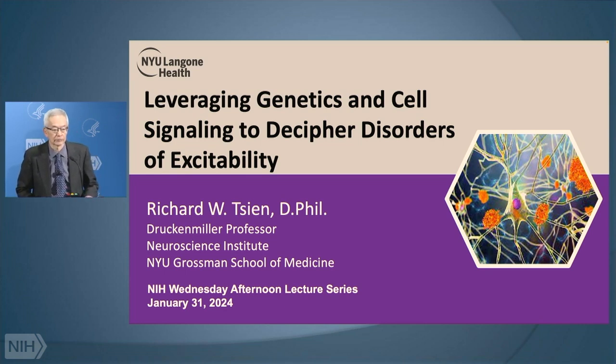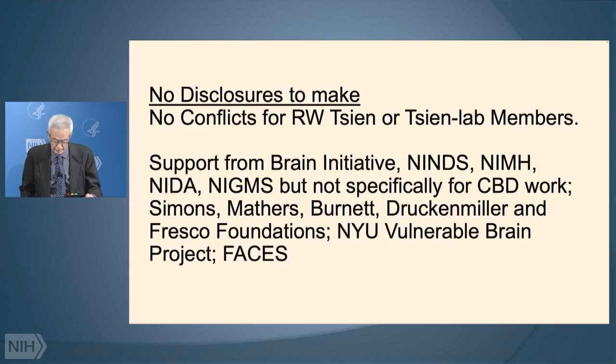I'd like to talk to you about a topic that is very relevant to NIH, and that is how we're going to take the discoveries from genetics and use them to understand cell signaling and therefore to decipher disorders of excitability, including epilepsy and autism and eventually schizophrenia. I have no disclosures to make, nor do members of my lab, and we have support from a number of organizations, including Brain Initiative, NINDS, NIMH, NIDA, NIGMS, but not specifically for the work on CBD that I'm going to tell you about. A number of different foundations have been very generous to us.